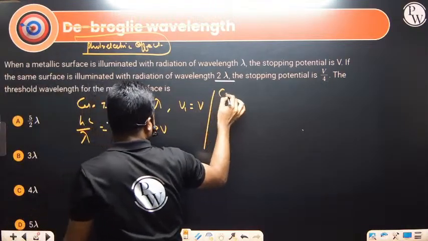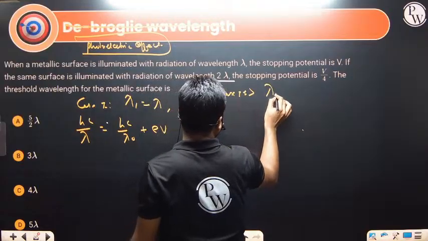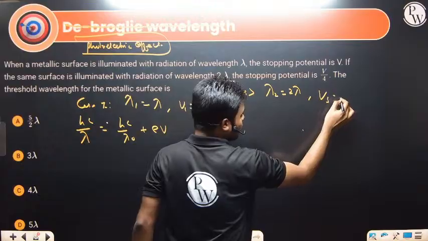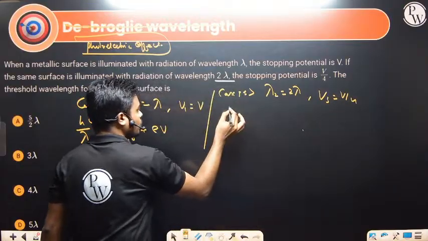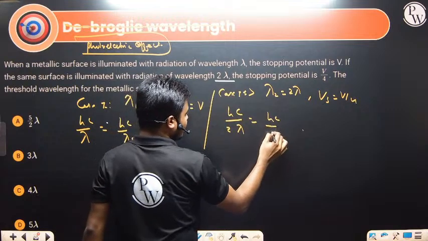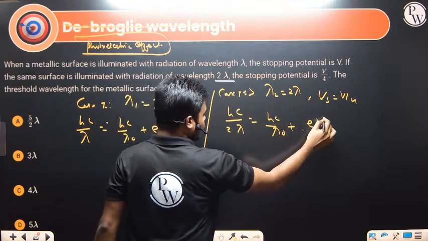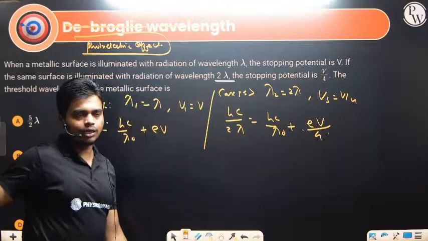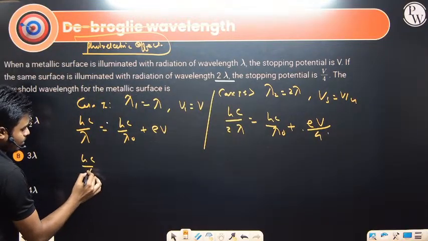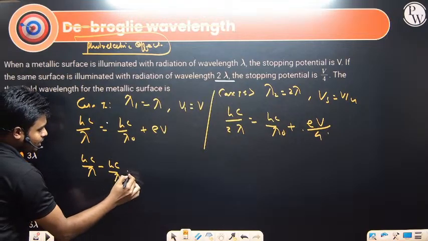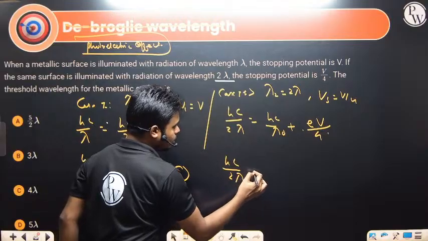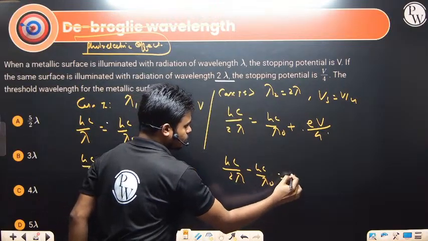Case 2 of the question: now the wavelength of the light is 2 lambda, and the stopping potential that we have is V by 4. So Hc by 2 lambda equals Hc by lambda naught plus eV by 4. Solving this, we write Hc by lambda minus Hc by lambda naught equals eV, equation 1. And Hc by 2 lambda minus Hc by lambda naught equals eV by 4, equation 2.